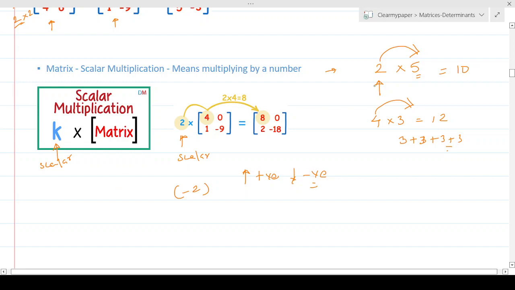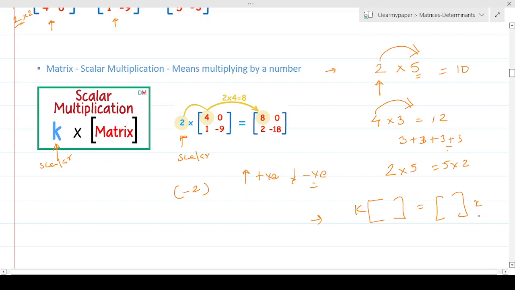And like any other multiplication, in terms of scalar, when you're multiplying a matrix by just a scalar number, even if you put the number first or the matrix first, it does not matter. For example, 2 into 5 is the same as 5 into 2. In terms of scalar multiplication, the same concept applies. You can say k into the matrix, which will be the same as matrix into k. So it does not really change.